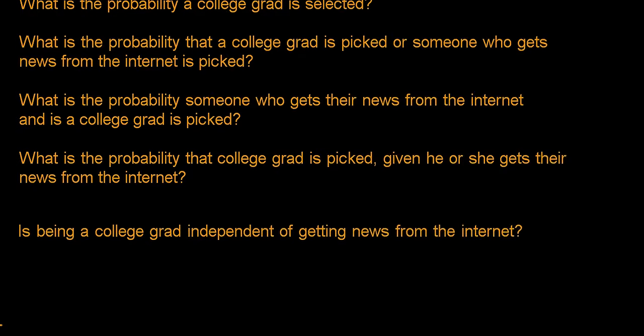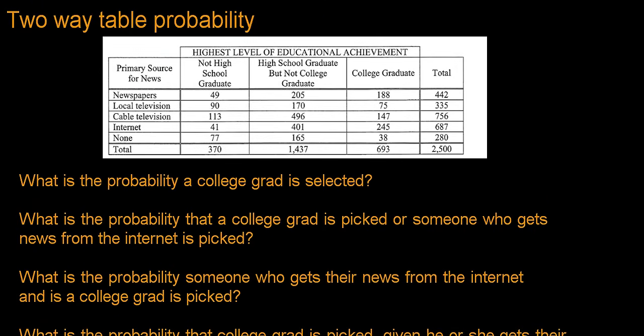And we're going to explore that right now with this two-way table. I love seeing two-way tables on the AP Stats test, and so should you, because they're really easy to work with, especially when it comes to probability. So here's a two-way table that looked at 2,500 people, and it asked them their level of education: college grad, high school but not college graduate, and then not high school graduate. And then we asked, where do you get your news from? Newspaper, local TV, cable TV, the internet, or you don't get any news. All right, and then we have all of our numbers here in this two-way table.